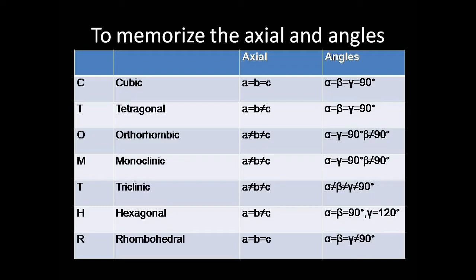Now move on to another column, angles. Here, the first three, cubic, tetragonal, orthorhombic: the angles alpha = beta = gamma. The next one, monoclinic: here alpha = gamma = 90 degrees but beta is not 90 degrees. The next one, triclinic: all three angles are not equal to 90 degrees. In hexagonal, alpha and beta are 90 degrees but gamma is 120 degrees. In rhombohedral, alpha and beta are 90 degrees but gamma is not 90 degrees.